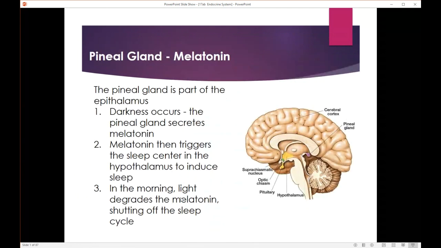Okay. So the pineal gland actually releases melatonin. It is part of the epithalamus. So when darkness occurs, the pineal gland is going to secrete melatonin. Melatonin helps us to trigger that sleep center, and that helps us to induce sleep. In the morning, the light is going to help to degrade the melatonin, and that shuts off our sleep cycle. Unfortunately, we've kind of ruined this with the invention of smartphones, even electricity itself. It has sort of interrupted this process for us.